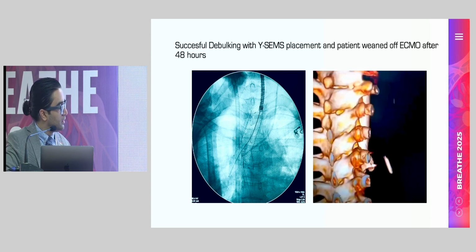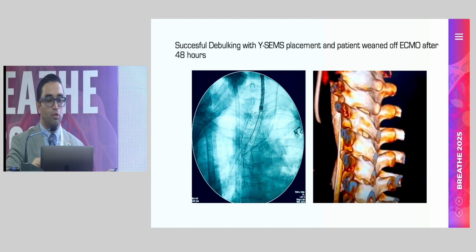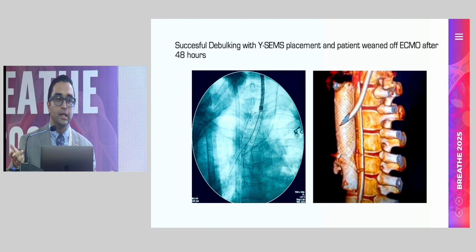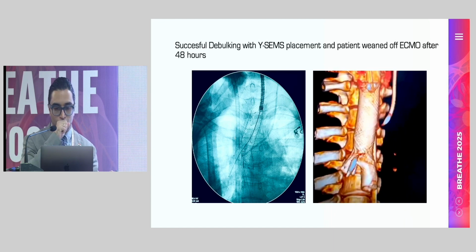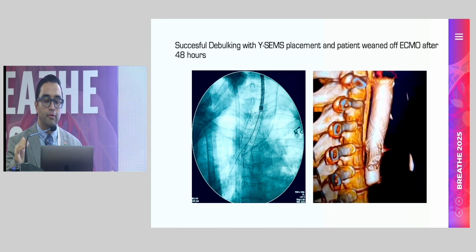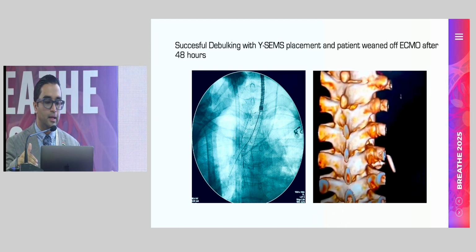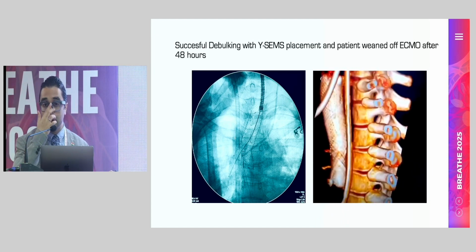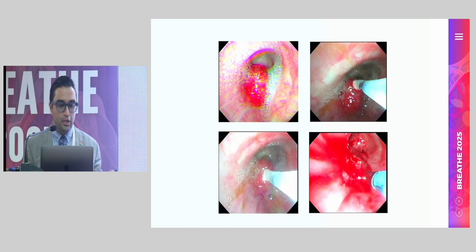So this is how the procedure was done, and the patient was weaned off ECMO in the next 12 hours and weaned off ventilator in the next 48 hours. So in a period of 72 hours, the patient went on ECMO, underwent biopsy, debulking, stenting, and was off ECMO to go back home again, and now the patient is being followed up for chemotherapy.